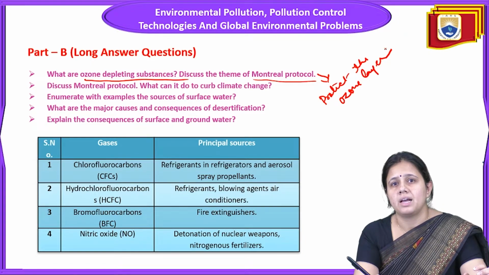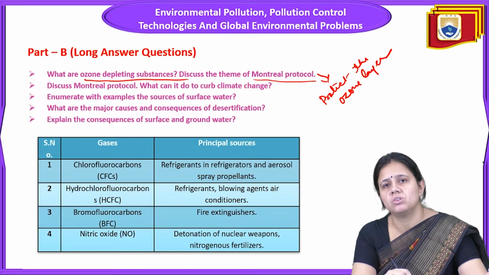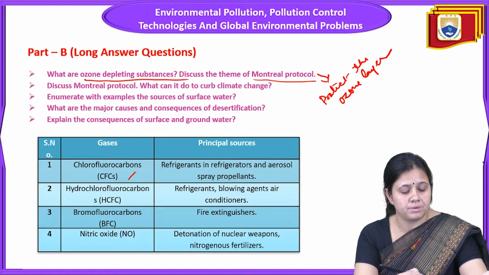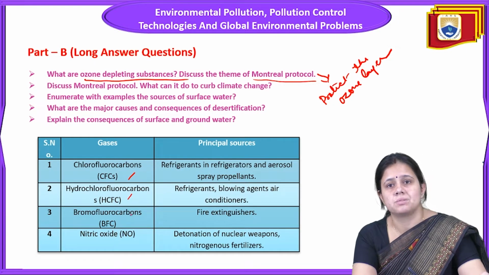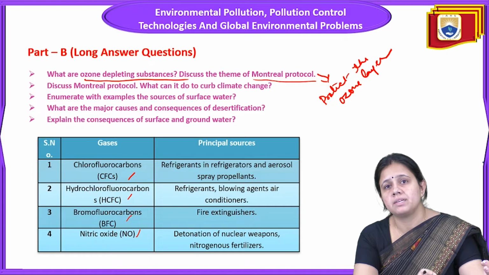Ozone layer. And ozone depleting substances. Here are some examples of ozone depleting substances: CFC, chlorofluorocarbon, hydrofluorocarbon, HCFC, bromofluorocarbon and nitric oxide. These are the ozone depleting substances.